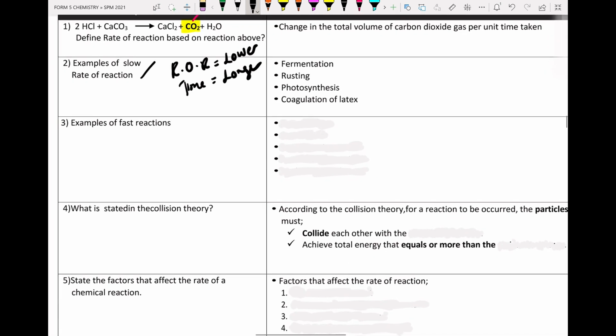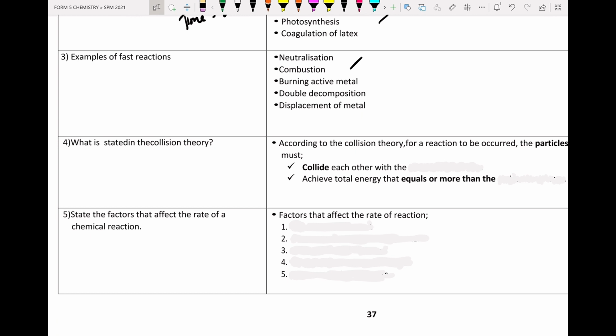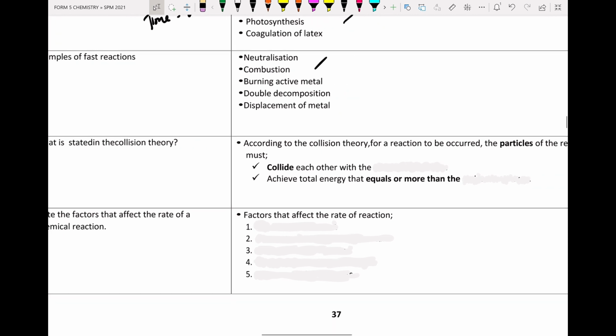All right, so next, examples of fast reaction: number 1 is neutralization, number 2 combustion, number 3 burning of active metal, number 4 double decomposition, and the last one is displacement of metal. All these must be remembered for objective questions. So question number 4, what is stated in collision theory?